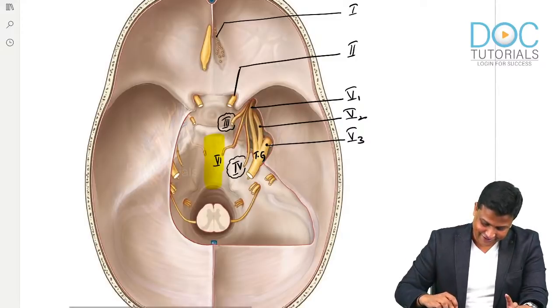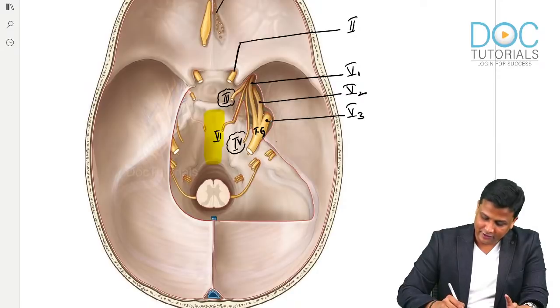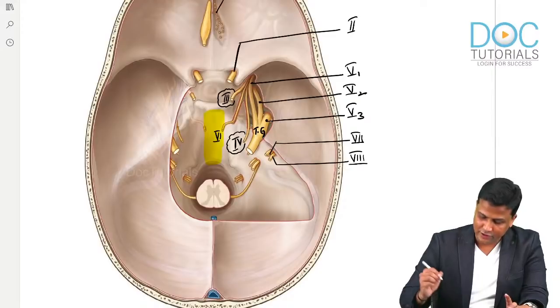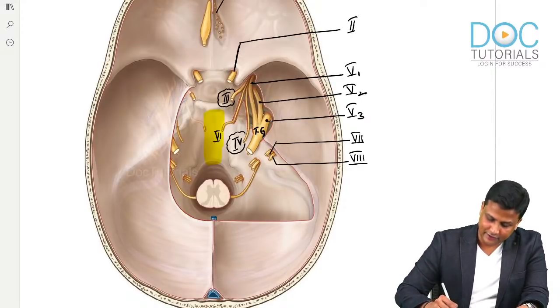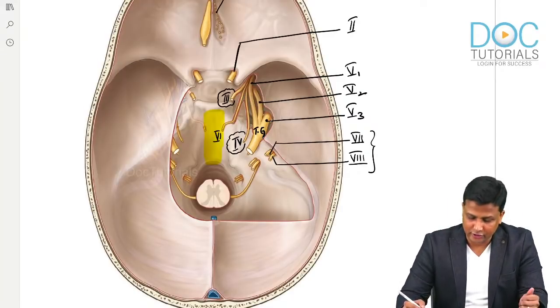Yes. Next one here. After that, what about this one here, guys? What about this nerve here? This one will be the 7th cranial nerve, facial, and this one here will be the 8th cranial nerve, that is your vestibulocochlear. The 7th and 8th cranial nerves there, guys, facial and vestibulocochlear. And these two, the 7th and 8th, are the ones which are going to pass through the internal acoustic meatus, internal auditory meatus or acoustic meatus from there.